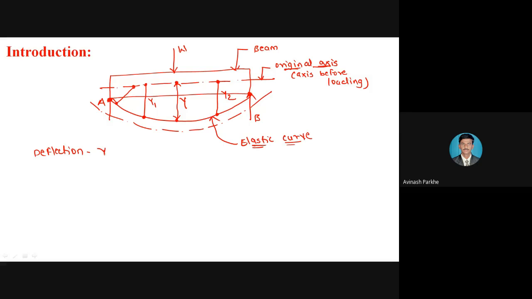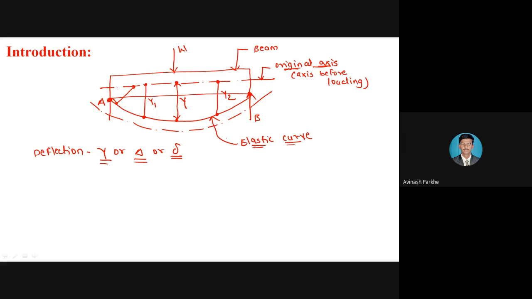Deflection can be represented either as a capital Y, or by this delta, so by any notation the deflection can be represented. Then the second important definition is called slope. One more definition for the deflection: the vertical distance between the axis of the beam before loading and the axis of the beam after loading.